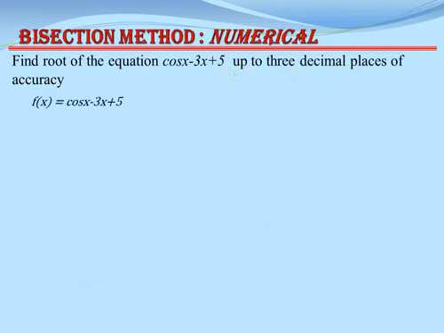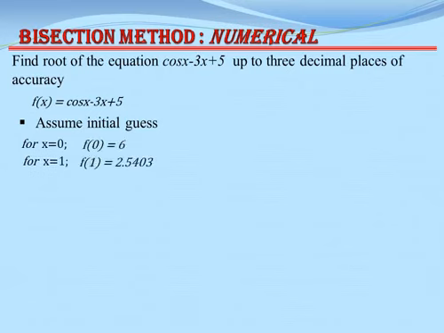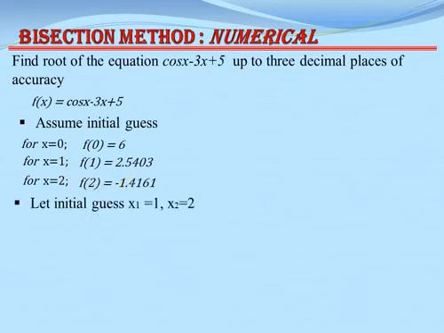So first we are writing the given function. Then we assume initial guesses such that the functional values are positive and negative simultaneously, and these two guesses will be chosen. Here we get the positive and negative values of the function simultaneously for x equal to 1 and 2. So we are choosing the initial guesses as 1 and 2.